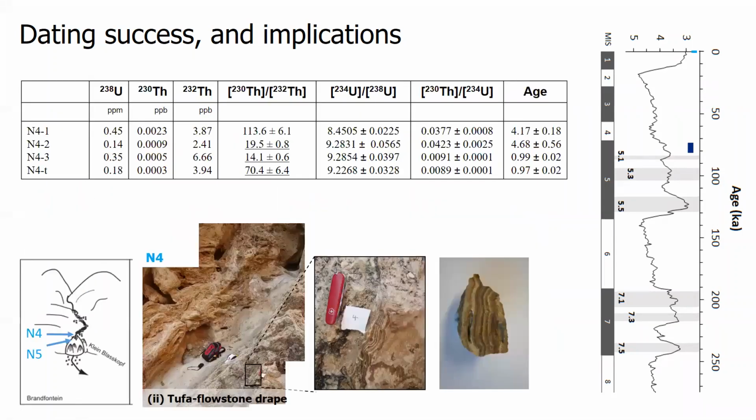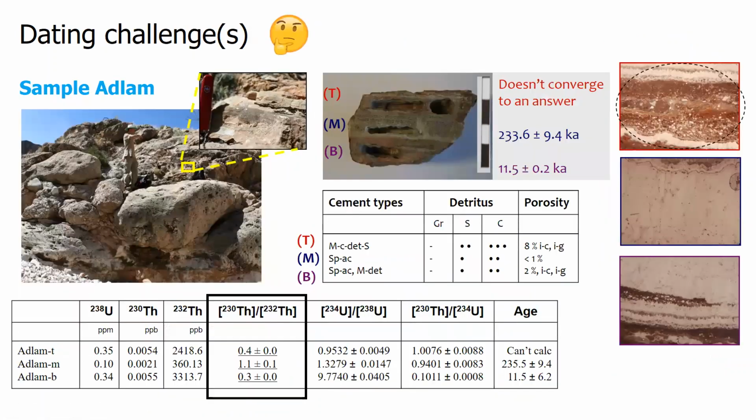Now this is another sample where I had some success, one of these flowstone drapes. And you can see that part of it is just over 4,000 years old and the other part is just under 1,000 years old. So way up here in the Holocene, showing some drape tufa, some flowstone forming in the system. Unfortunately, that's where the success ended. So I'll just tell you a little about the dating challenges.